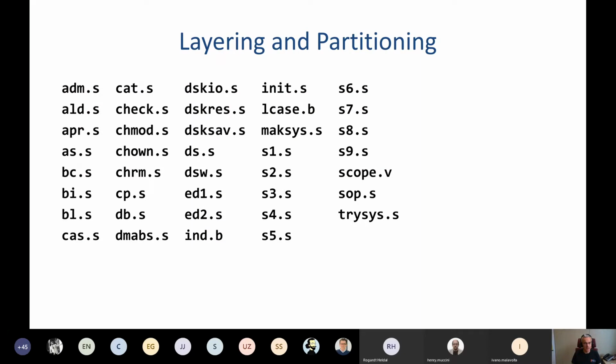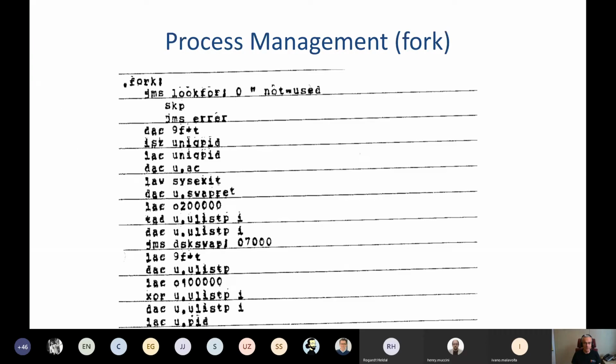So you see here various commands and the s.1 s.star files being the kernel. The commands call the kernel. The kernel does not depend on the command, so we have clear partitioning. The commands are not coupled together, and we have additional partitioning through file naming conventions.